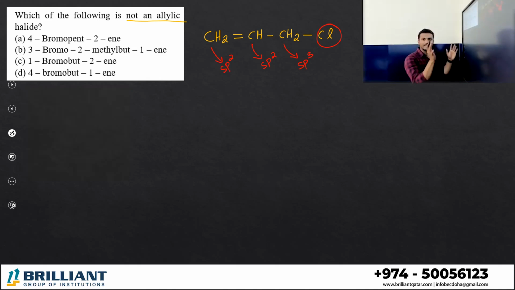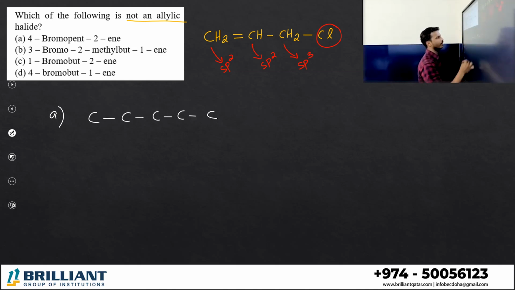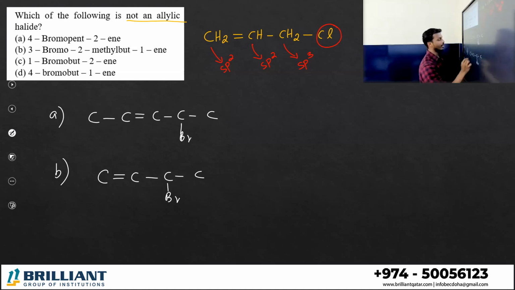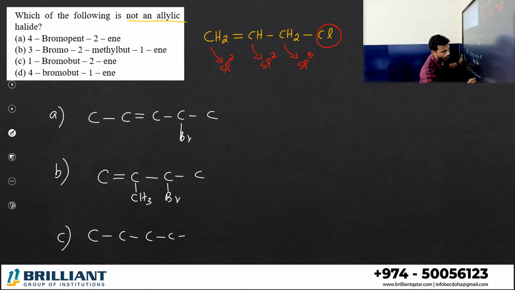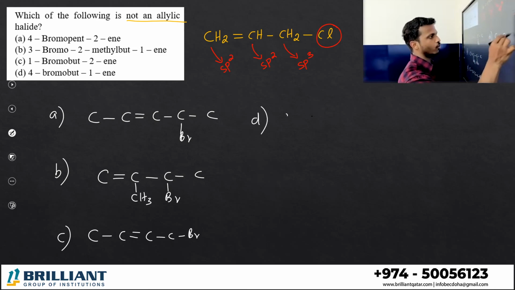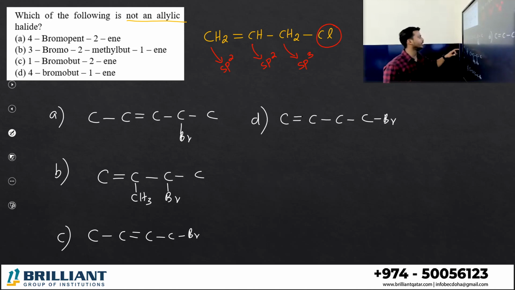Option A. I'm just writing the skeleton structure. 4-bromo pent-2-ene. Pent means 5 carbon atoms. Fourth position bromine, pent-2-ene. Correct. Compound B, 3-bromo-2-methyl but-1-ene. Option C, 1-bromo but-2-ene. And option D is 4-bromo but-1-ene. Which is not an allylic one?